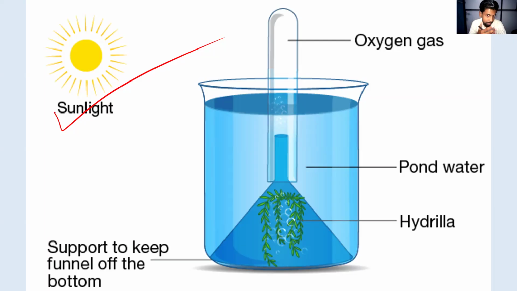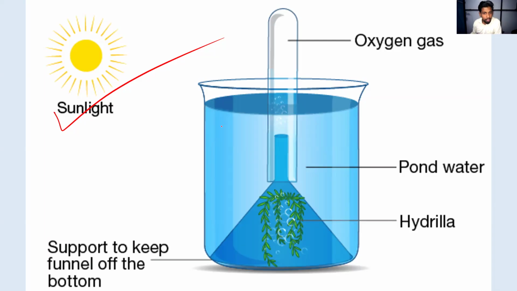We can use sunlight. Sunlight is a free source, right? Sunlight is free. That's why we are using sunlight. But actually, there is no sunlight in the laboratories. In the lab, we want to do this practical. We are doing the practical during the night. So what can I do? We can use the bulb for that instead of the sunlight.